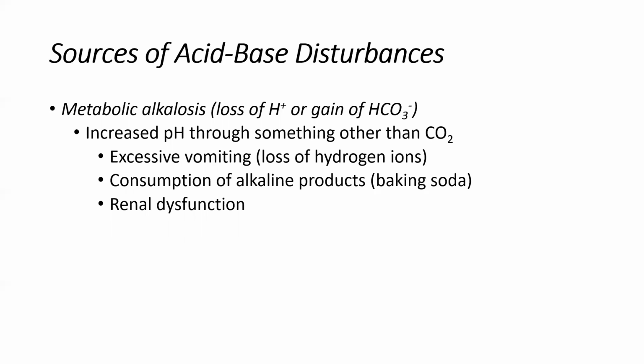hydrochloric acid. And if we lose that hydrochloric acid by vomiting, then we're losing hydrogen ions and we're throwing ourselves into an alkalotic state. Also, the consumption of alkaline products like baking soda can produce an alkalotic state. And then the kidneys as well, if they are losing excess hydrogen ion, secreting it in the urine, or holding on to or reabsorbing excess bicarb, that is going to put us in a metabolic alkalosis as well.